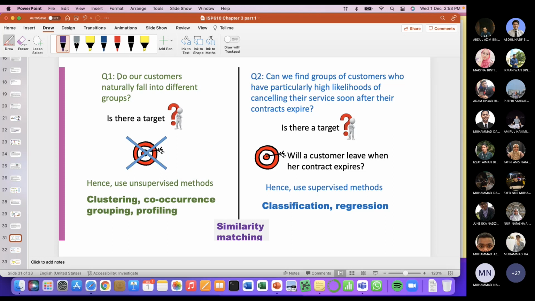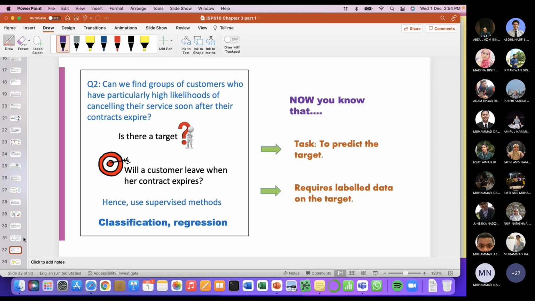So since we have the target, we know that anything that we have a target for falls under supervised methods. So for supervised methods, check again, what are the methods under supervised learning? We have classification, we have regression. And for this one, you can also do similarity matching. After doing the classification, after doing the clustering, everything, you can perform the similarity matching to see the suitability of the solution with the problems.